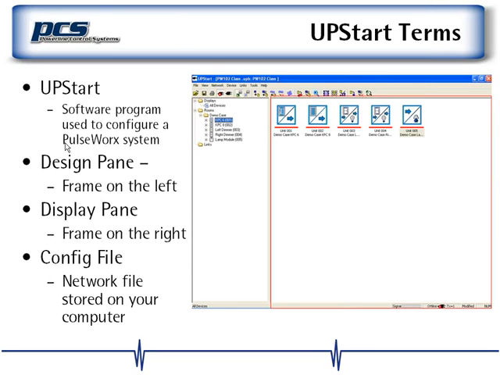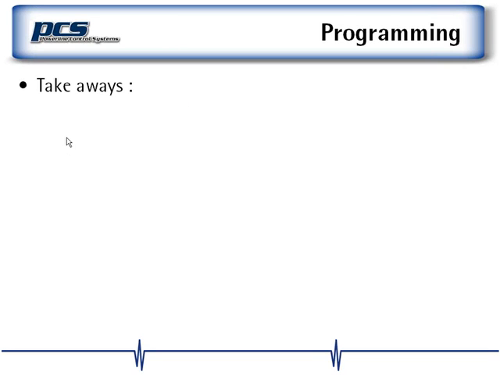Now, your configuration file is actually the file that you're creating. And the neat thing about it is you can save this file, you can use it later, and actually, once all the devices are programmed, if you lose your file, you can actually pull all this information up and out of the devices because everything is actually retained in the devices. Because we're really peer-to-peer, we don't have a central brain within a PulseWorx system.